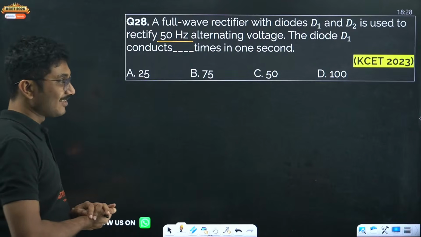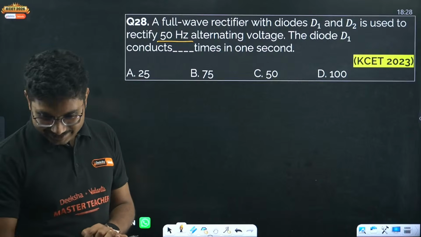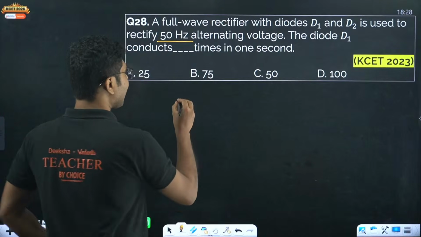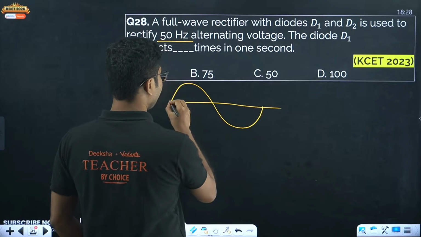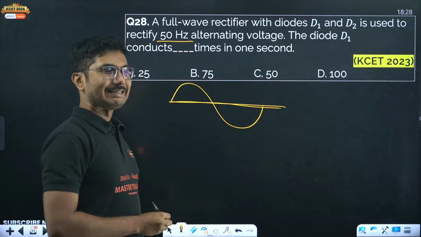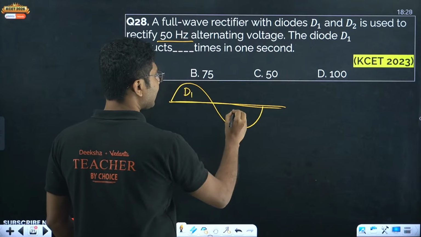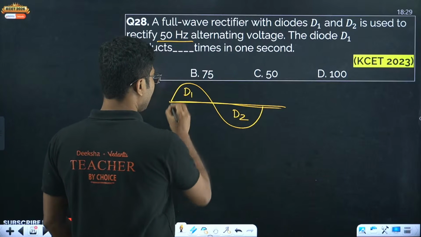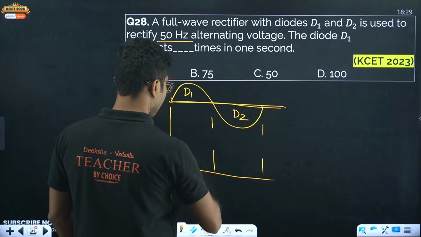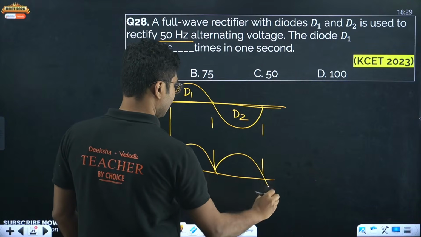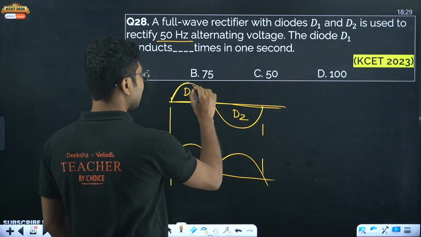Sir, what is the answer for this question, Narendra? It is saying C. Okay, so here you remember what the input signal is. The input signal is the AC. Full wave rectifier: for this AC signal, diode D1 conducts, and for the other half, diode D2 conducts. That's why the output signal looks like this. This is the output signal.